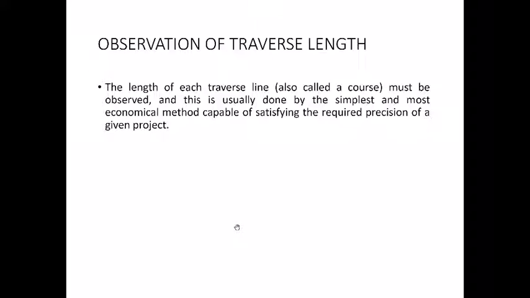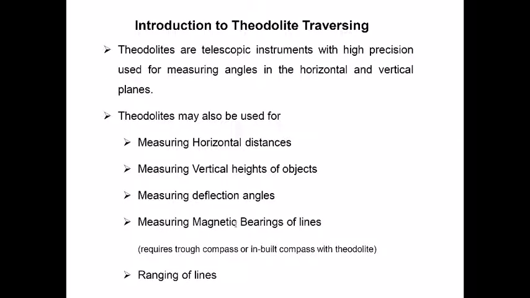Theodolite can not only give you horizontal angles, it can also give you horizontal distances as well. And we'll see how we can do that in a little while. So this is the introduction to theodolite traversing. Theodolites are basically instruments with which you can measure angles in the horizontal and the vertical plane, and you can do that with very high precision.